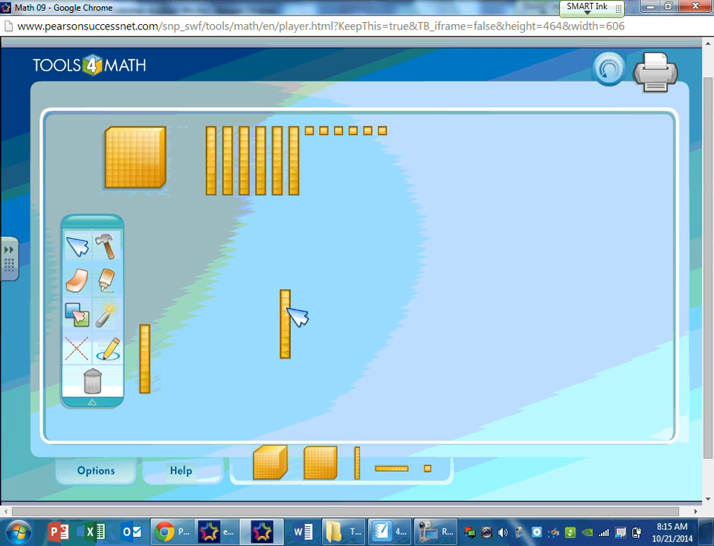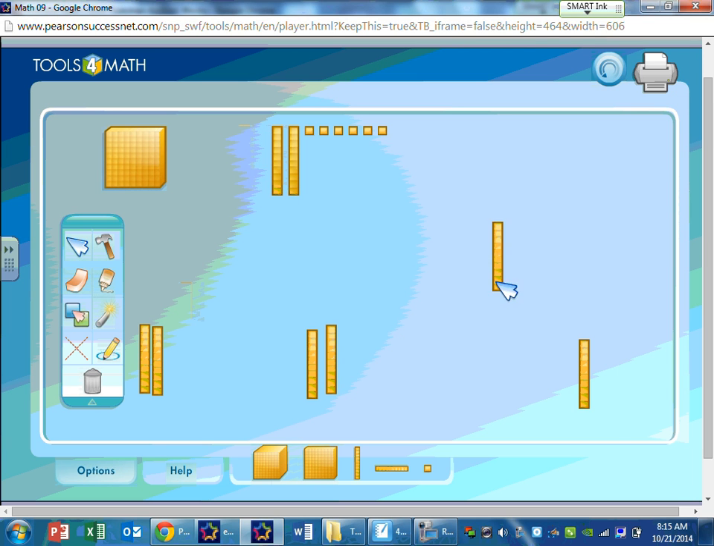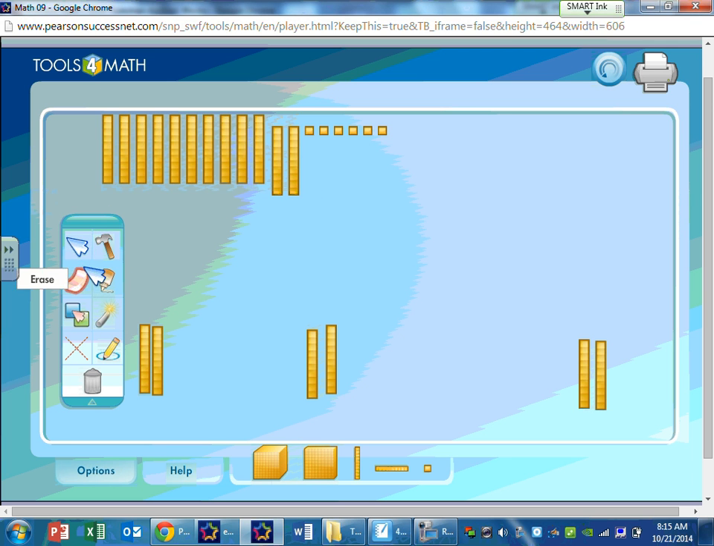1, 2, 3. 1, 2, 3. Oh, I don't have enough to make another group of 3, and I know I'm going to have to break this up, so let's break that into tens and keep dividing.